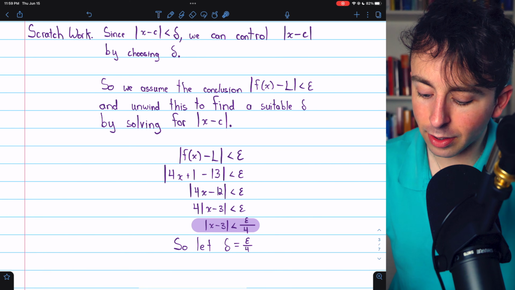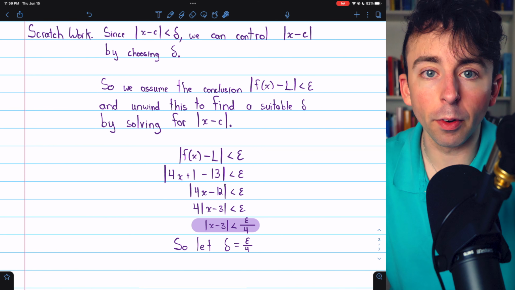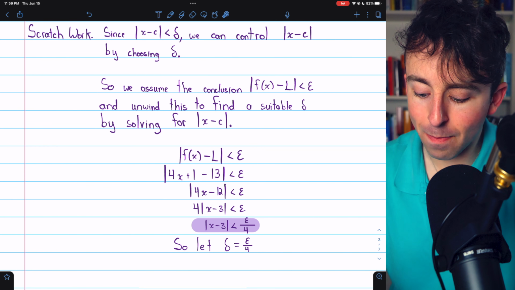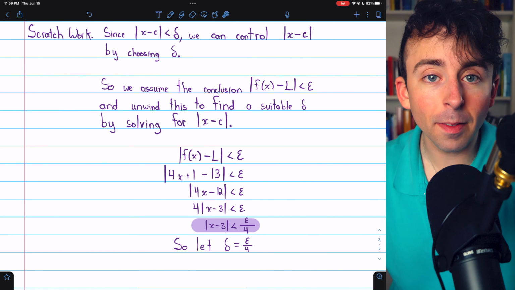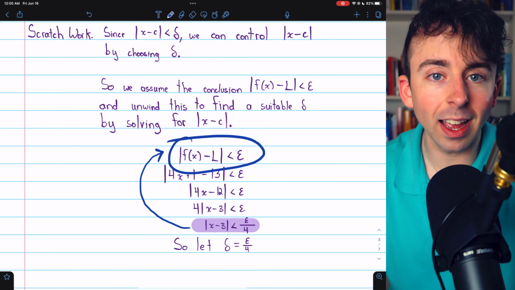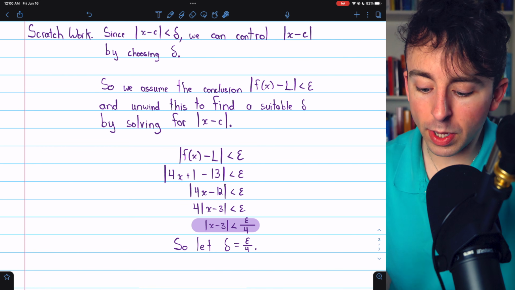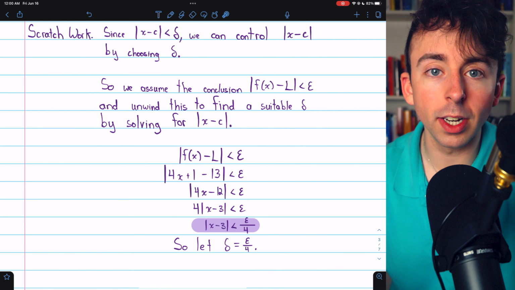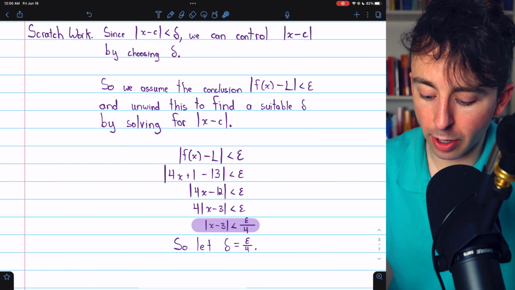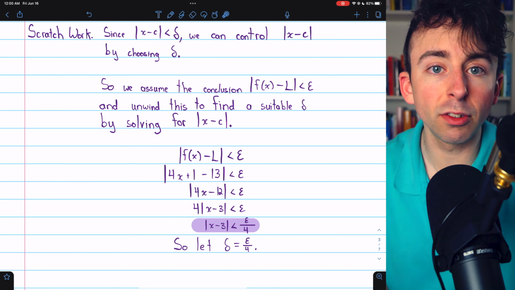So if we let delta equal epsilon over 4, then x minus c, this absolute value, being less than delta, is going to allow us to go backwards through this string of work and reach our desired conclusion. In our proof, we obviously can't start with a conclusion, but we can take delta to be as small as we want, and through this work, we've figured out a sufficiently small delta.